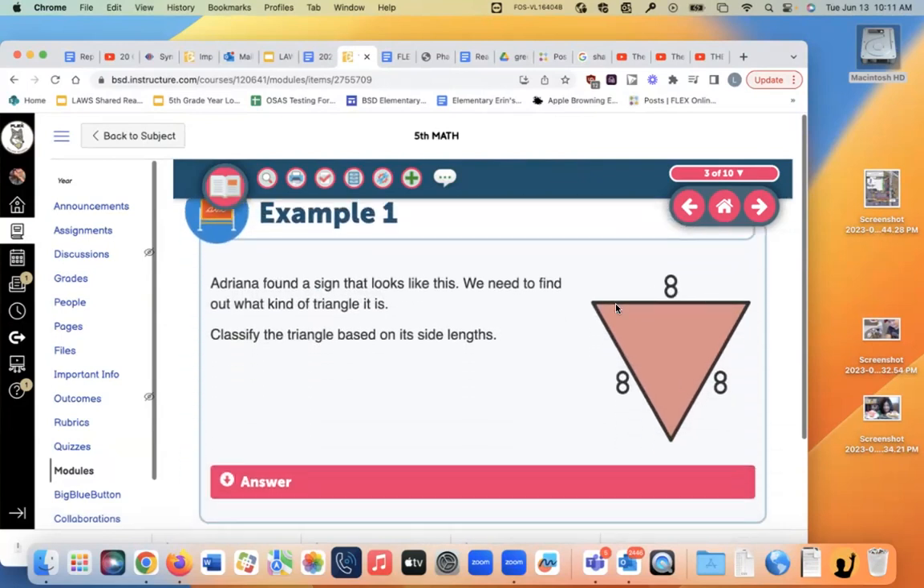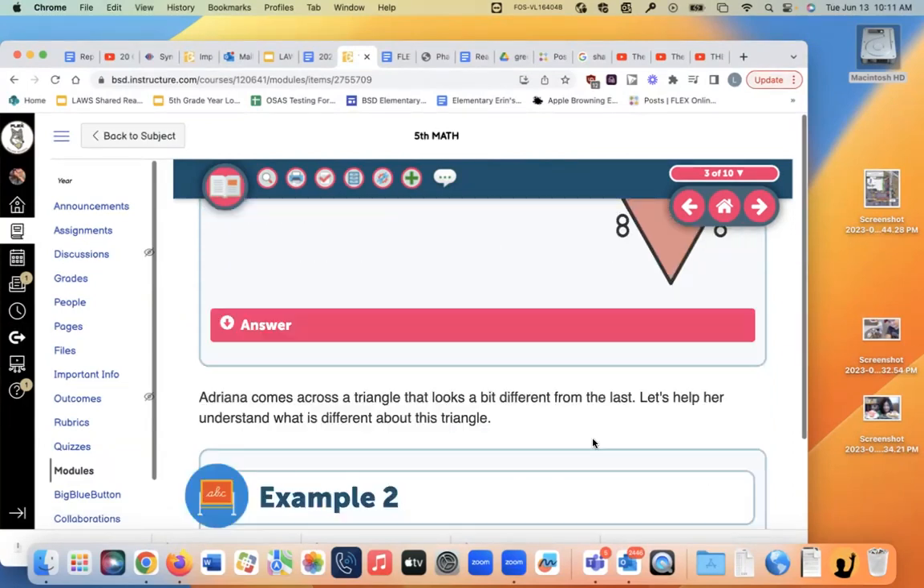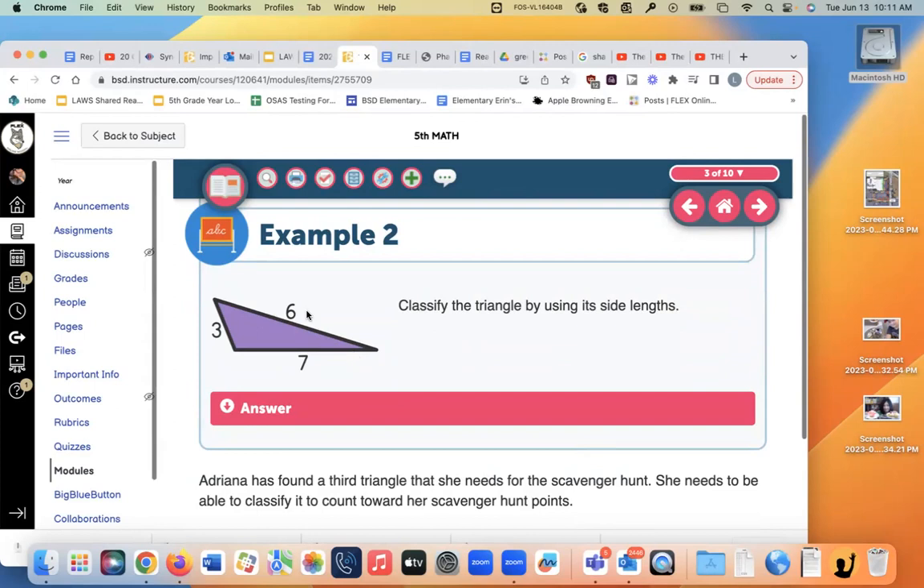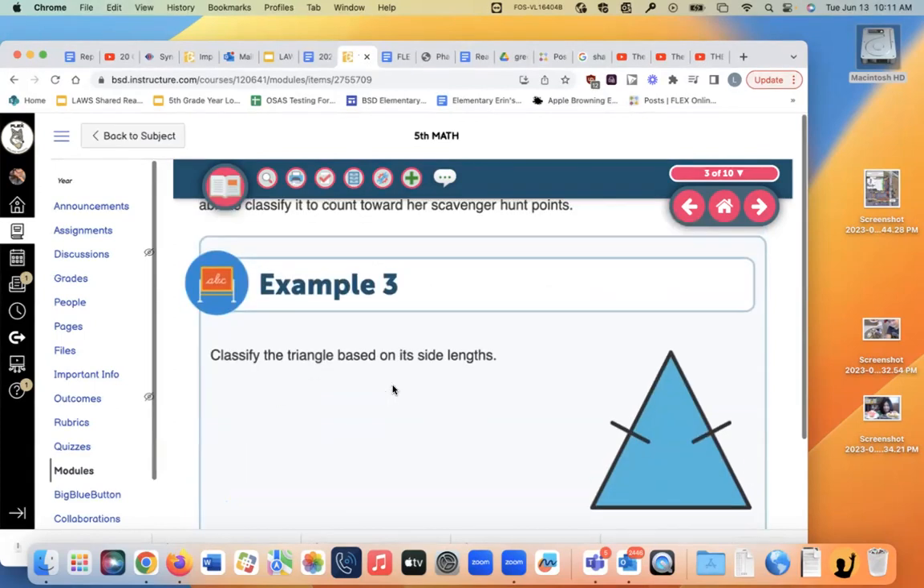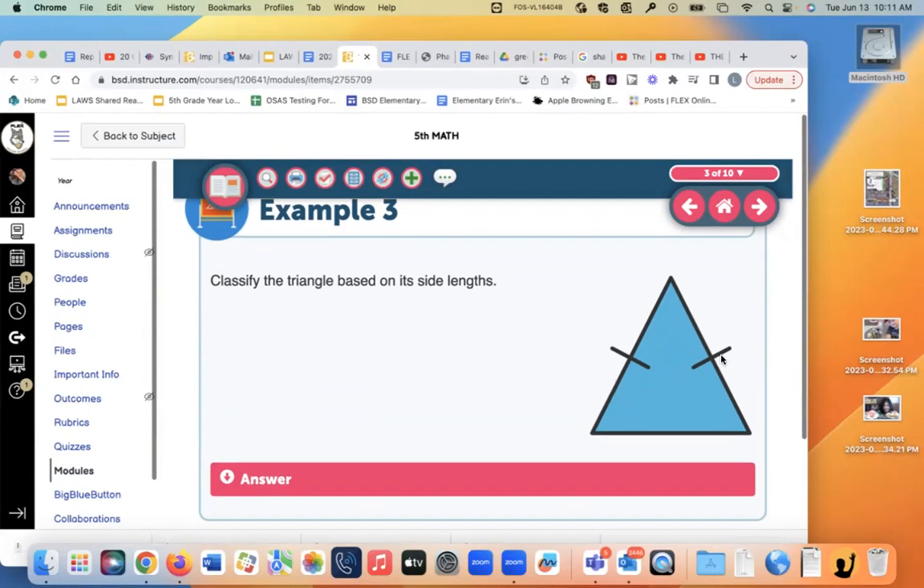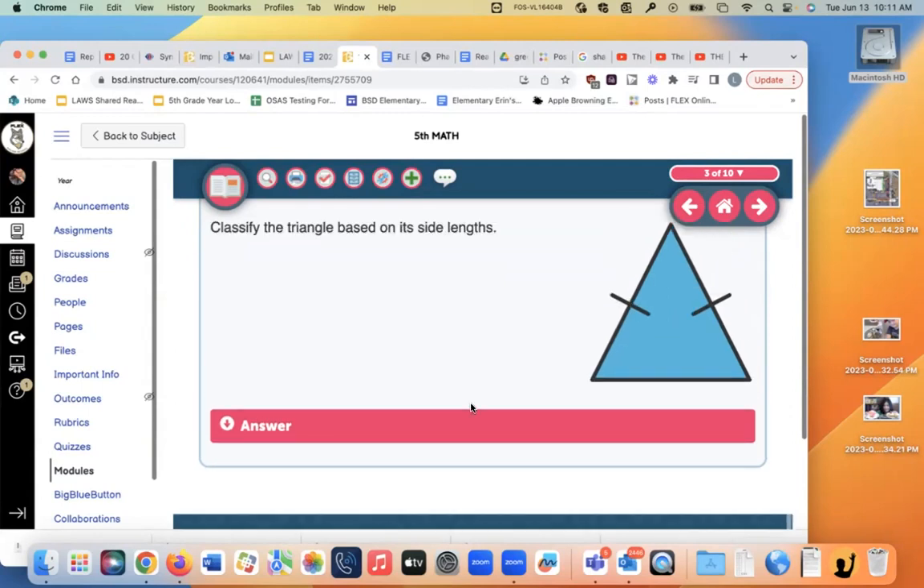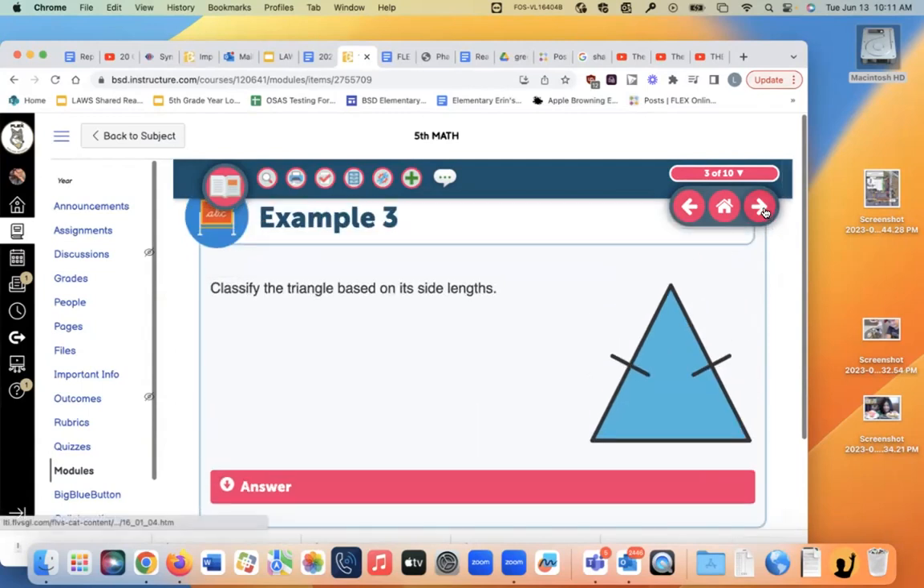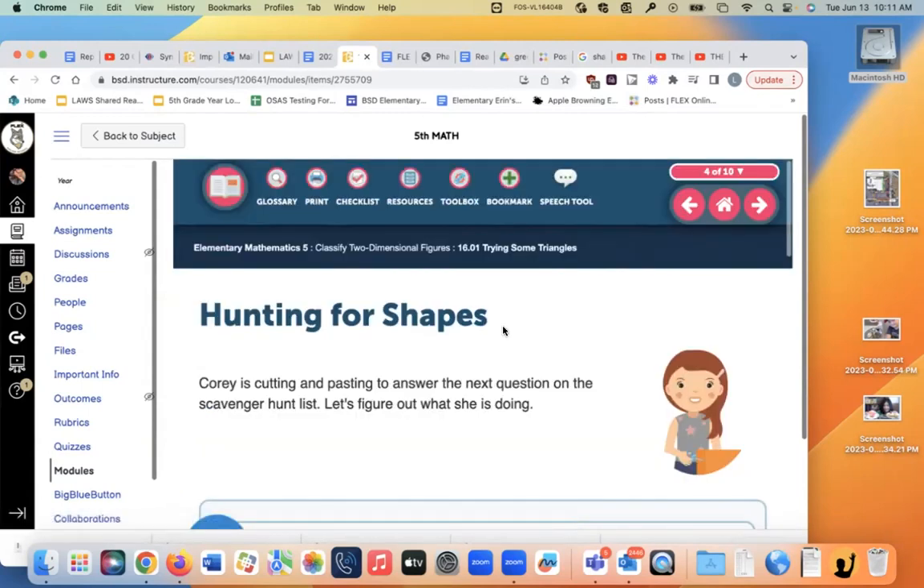Okay, so here you're just going to practice classifying this. This one, again, all the sides are equal. It's an equilateral triangle. This one's a weird triangle, so it's a weird word. It's a scalene triangle. And this one has two sides the same, so it is an isosceles triangle. You might have to look back a few times to learn those funky Latin words.